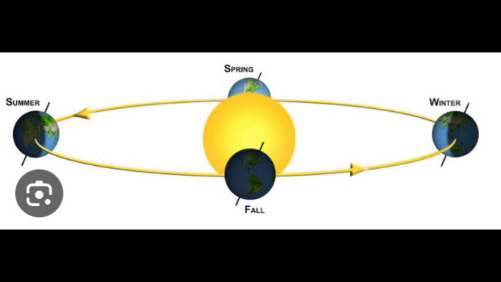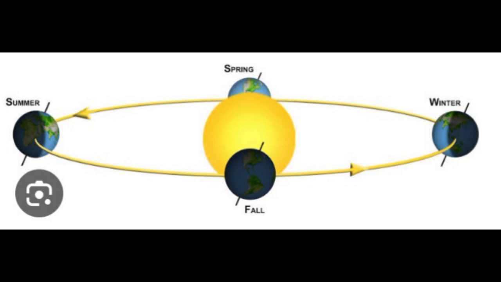But when the northern hemisphere is neither tilted towards or away from the sun, the temperatures are moderate, resulting in spring and autumn season. As you can see here in this picture, the northern hemisphere is facing towards the sun, so the sun rays are directly striking it. This is summer season.